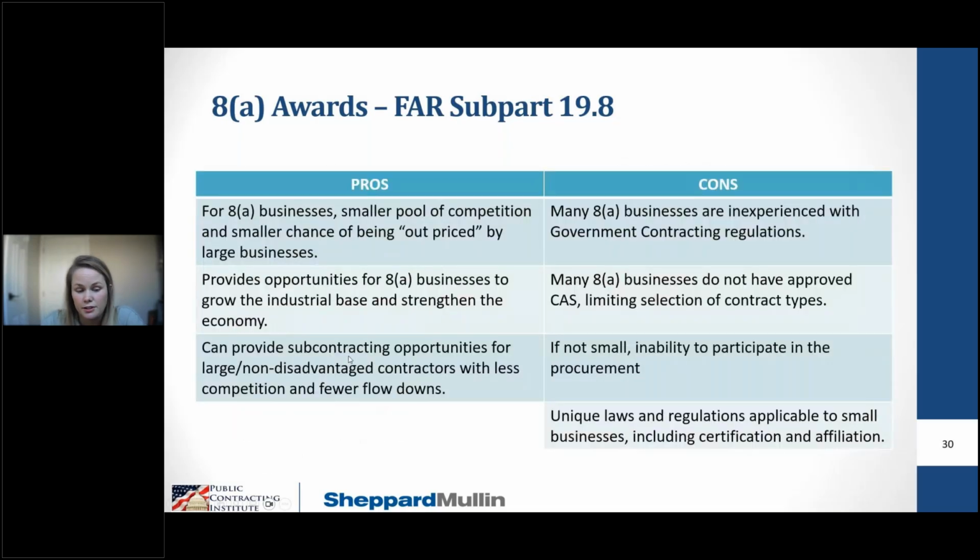Pros and cons here are going to look very similar to a small business set-aside, just targeted towards 8A vendors now, right? If you're an 8A vendor, less competition, less likelihood you're going to be outpriced by large businesses. If you're a large business, there are opportunities to get involved as a subcontractor, but be careful again of those limitations on subcontracting and affiliation issues that can tie up a lot of companies.